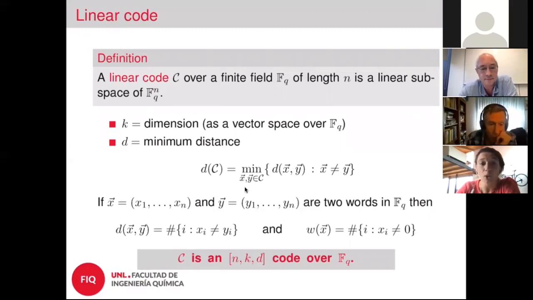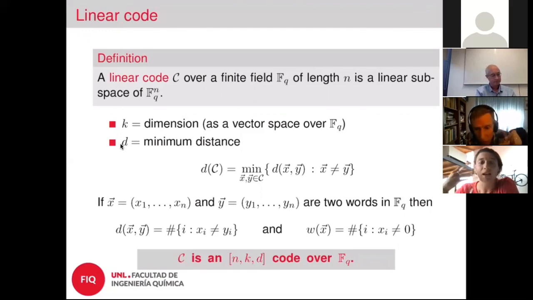And this k and d are important, since k measures the amount of information that you can send, compared with the length of the entire word that you are sending, the n minus k symbols that you are putting in to add redundancy. And d is the parameter that tells you how many errors your code can correct.